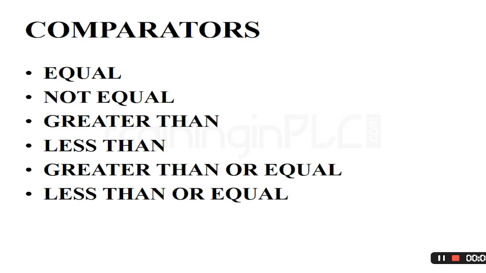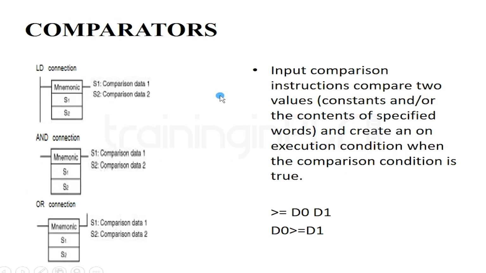See the comparators in CX Programmer. Here we have equal, not equal, greater than, less than, greater than or equal, and less than or equal. These are the comparators we are using in CX Programmer. Here you can see the comparators.